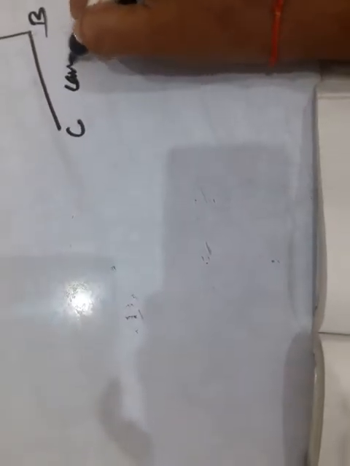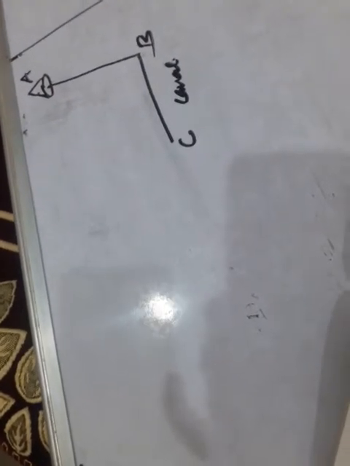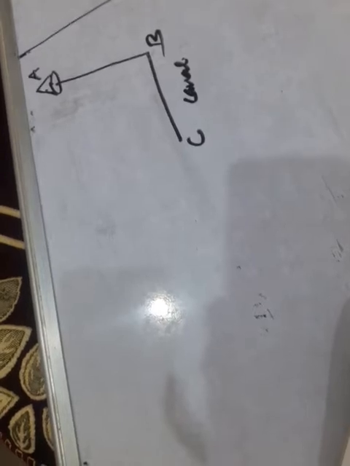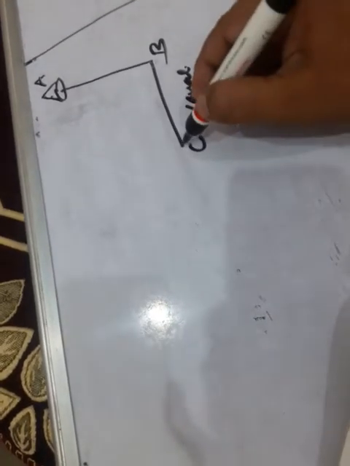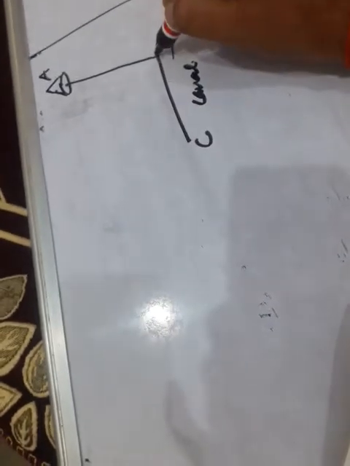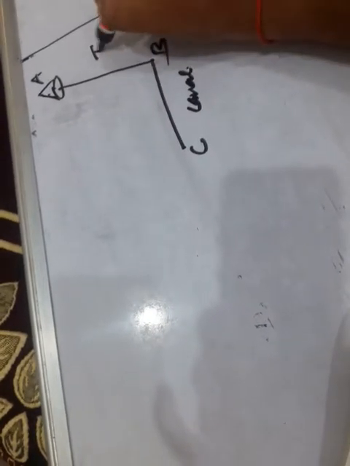It says a TV tower stands vertically on a bank of a canal, from a point on the other bank. This is the point on the other bank, and this TV tower is on one bank. From a point on the other bank directly opposite to the tower, the angle of elevation of the top of the tower is 60 degree. This is 60 degree.